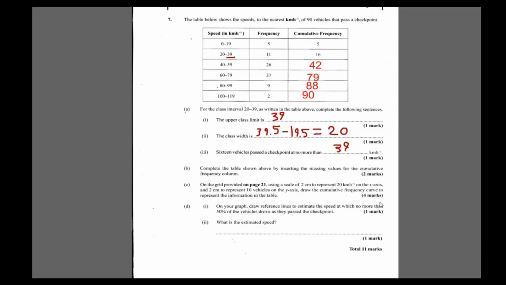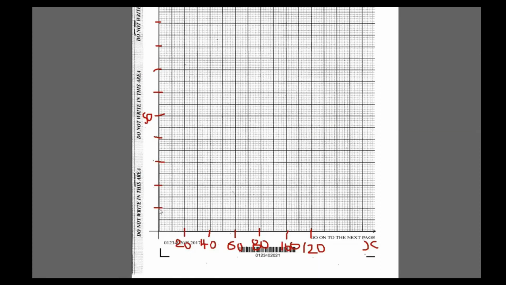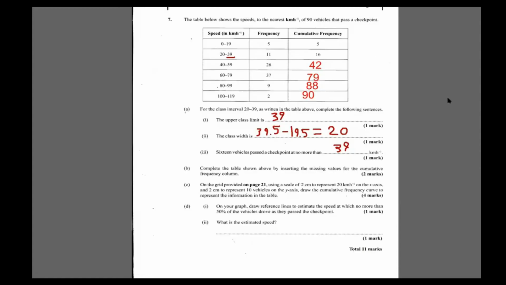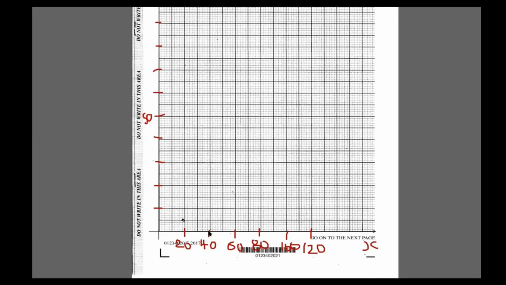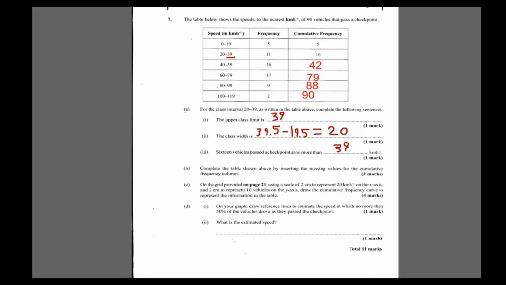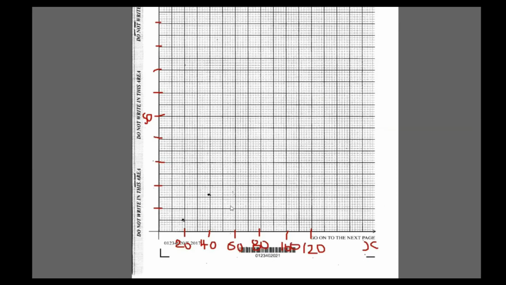So let's go 19.5 and 5. On the x, you have 19.5 and 5. 5 is somewhere right here, since this is 10. That's the first point. The second point is 39.5 to 16. 39.5 is here, to 16. 16 is going to be, this is 10, this is 15, so here is 16. Nice. Then next we're going to plot 59.5 to 42. So this is 40, 41, 42. Nice and easy.